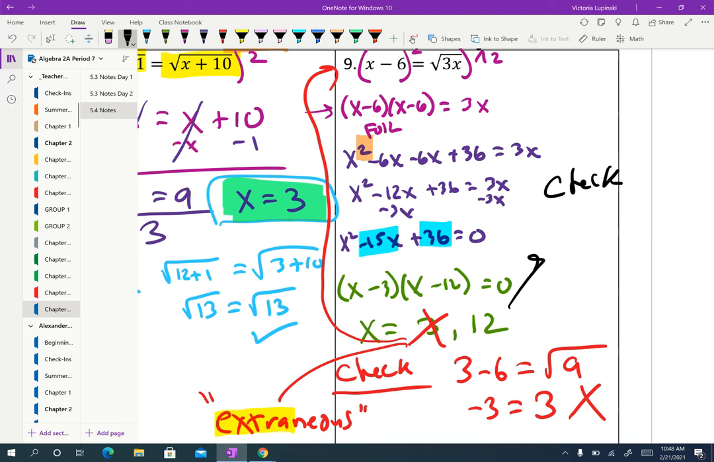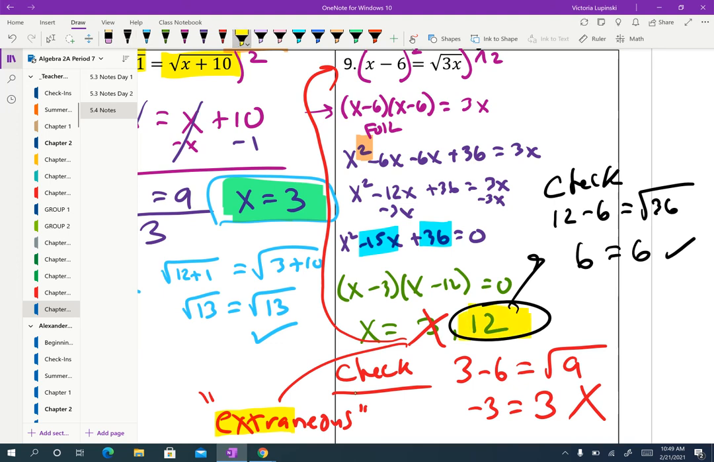So again, going back to the original, you're going to do 12 minus 6, and then you're going to do the square root of 3 times 12, which is 36. So 12 minus 6 is 6. The square root of 36 is 6. That's a winner, which means that x equals 12 is your only answer.